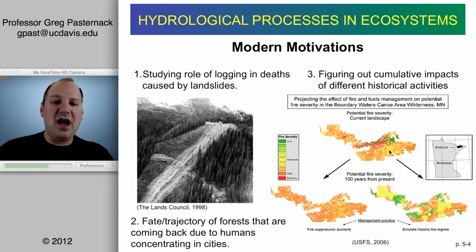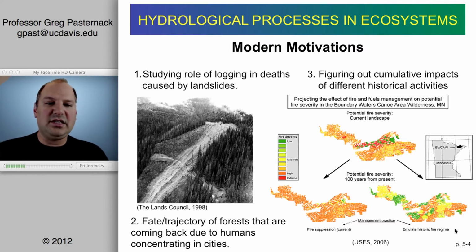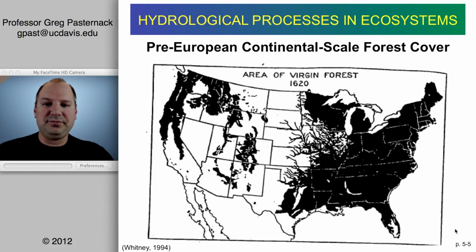So then projecting 100 years into the future, you could see either continued fire suppression leading to generally high risk of fire severity, whereas potentially if they were to do some controlled burning that emulated historic fire regimes, try to emulate natural processes, it might be possible to mitigate fire severity. So these are all reasons why hydrologists are involved in studying forests and water cycle influences.